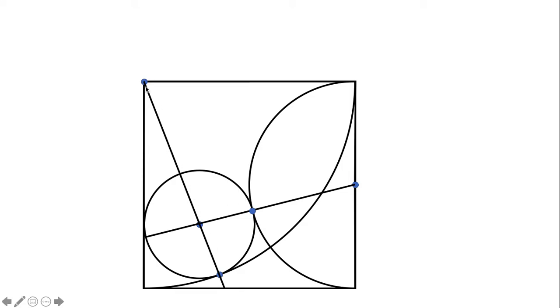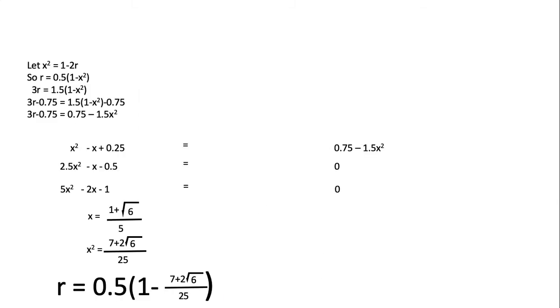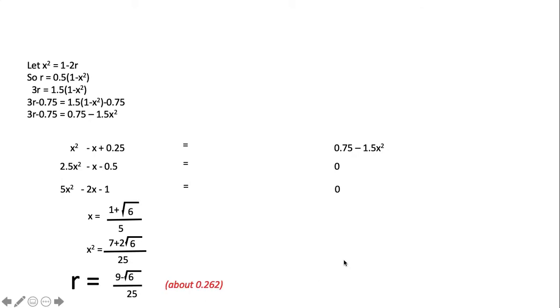If the side of the square is 1, then the diameter of that looks like about half, and the radius of that looks like it's about a quarter. So my final answer of 0.262 is certainly around a quarter. So I hope I haven't made any mistake there, and the answer I've got certainly seems sensible looking back at the original problem.